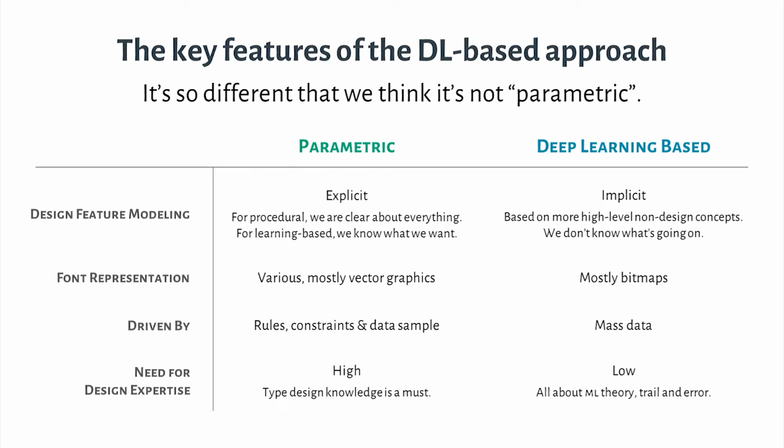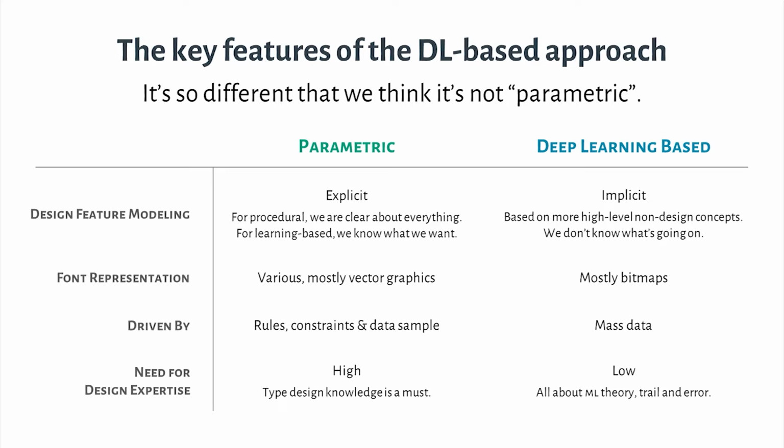But in the traditional parametric methods, the design features are always modeled explicitly, even for the learning-based models. In other words, for the parametric methods, we always know what's happening, or what we want to make it happen. But for the deep learning-based methods, the model is designed on a higher level. Without many type design considerations, we don't know how the model gained the ability to design types from the training data. Form representations that the methods use are also different.